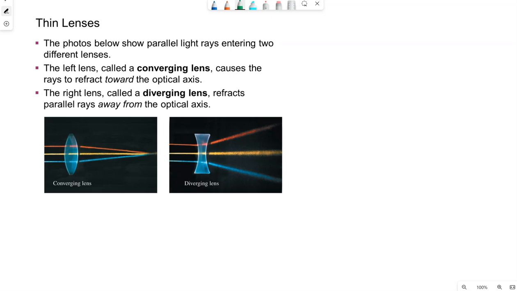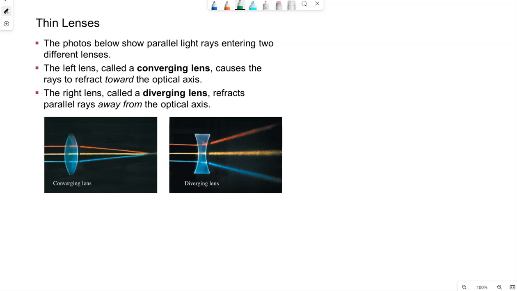We're talking about thin lenses now. So thin lenses, we're talking eyeglasses, contacts, magnifying glasses, that type of thing. So we have two types of thin lenses, and they're both represented in these pictures below.